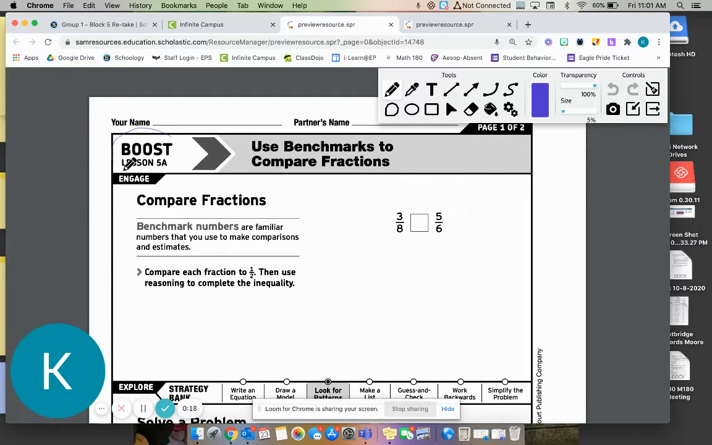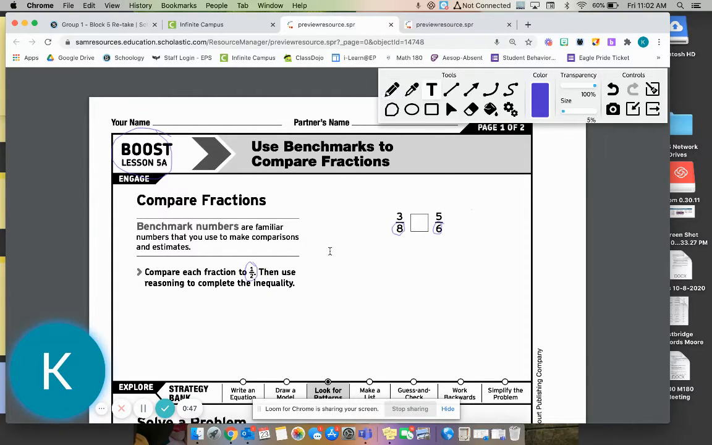It is called the Boost Lesson 5A worksheet. What they're asking us to do is to compare the fractions. Remember, benchmark numbers are familiar numbers that you use to make comparisons and estimates. Now, when we want to compare these, you can either compare the fractions to 1/2, which is what we did last time, or you can make them so that the denominators are the same. If we look right now, our denominators are 8 and 6. So those two numbers are not the same.